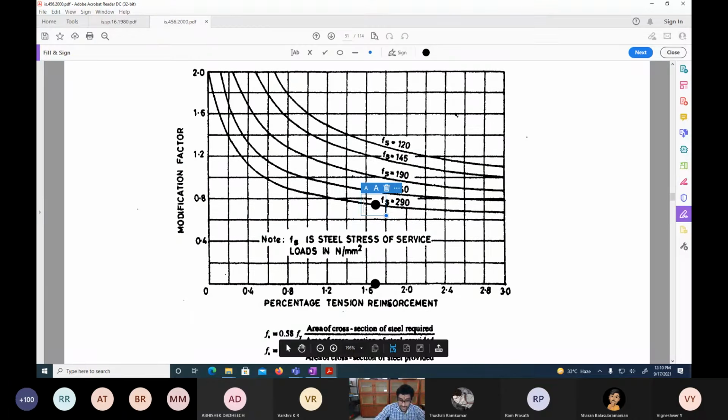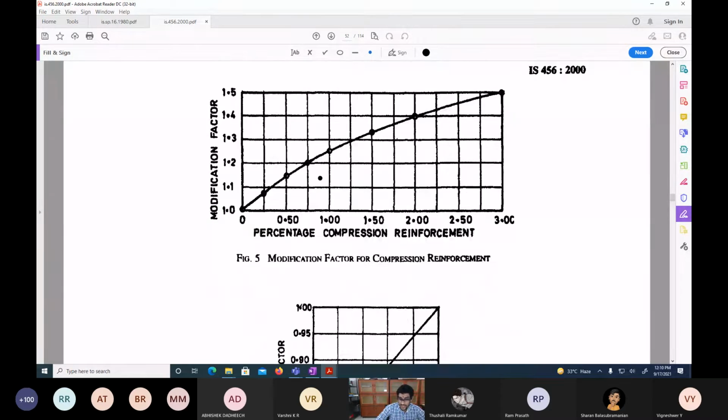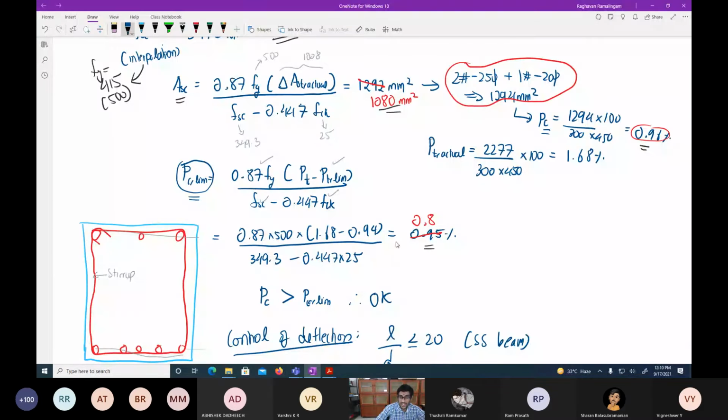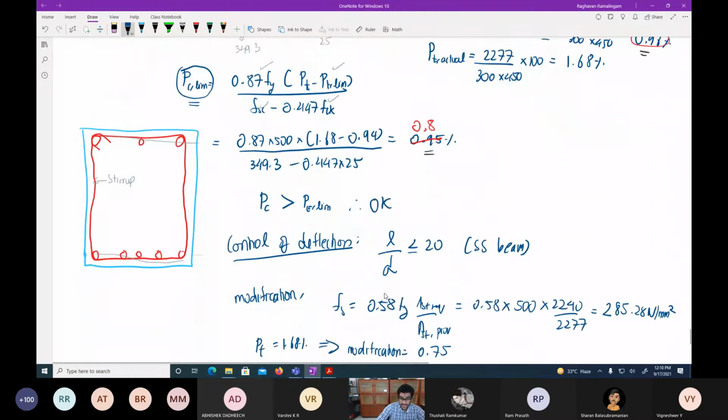Okay, so I hope you understood it. Based on the percentage of tension reinforcement which you have given and the Fs which you have calculated, you can get a modification factor for tension reinforcement. Similarly, you can also get it for compression reinforcement. So how much percentage of compression reinforcement you have given? As I told you, anyway, this was wrong. It will be close to 0.8. When I make this correction, it actually becomes 0.8. So 0.8 is the percentage of compression reinforcement.